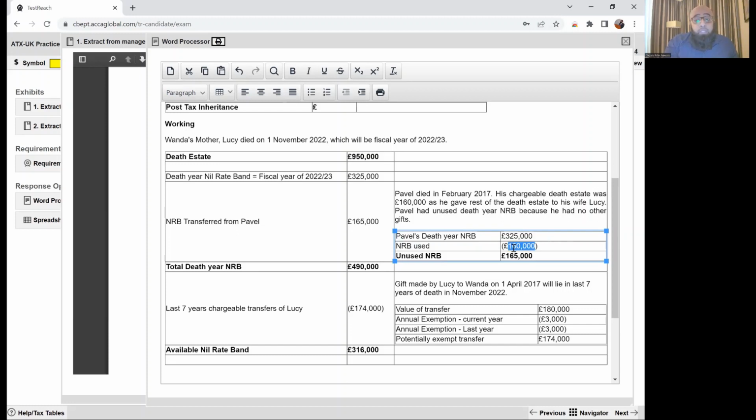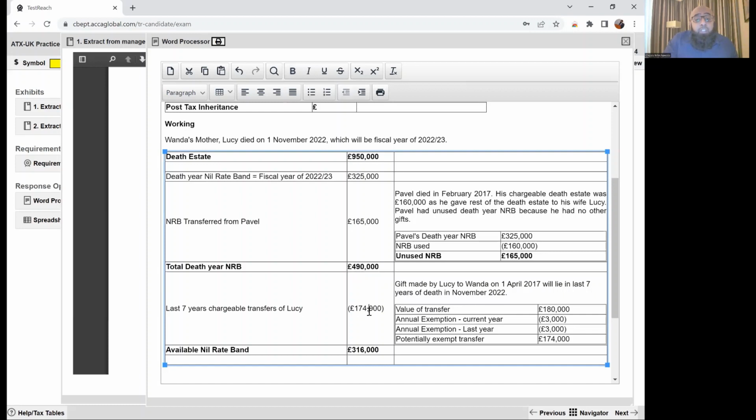Only 160,000 is used against the gift he made to Vanda, because Vanda is the child. The rest of the estate is given to Lucy. Wife is an exempt party. See, Pavel must have his death year NRB. He only used 160,000 from it because 160,000 was given to a child. A gift to a child is chargeable. The rest of the estate was given to his wife, which is an exempt party. So this is the total death year NRB.